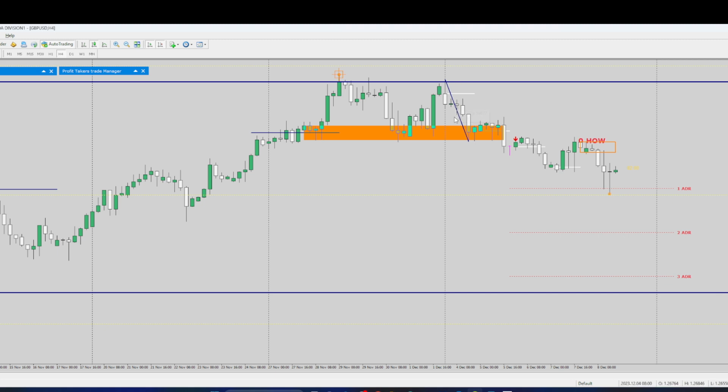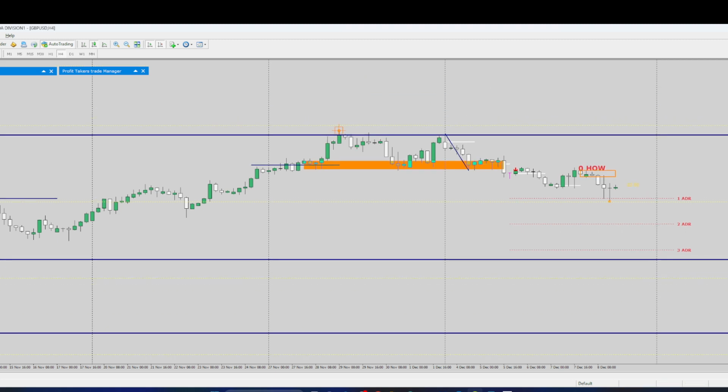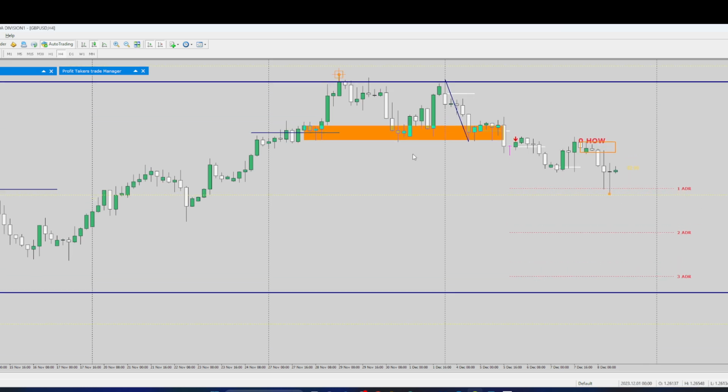Okay, so this is H4 again. These sections represent a week. So this past week was the first week in the trend for the short bias. Okay, so we're going into week two of shorts for GU. So we're going to look at market structure real quickly.